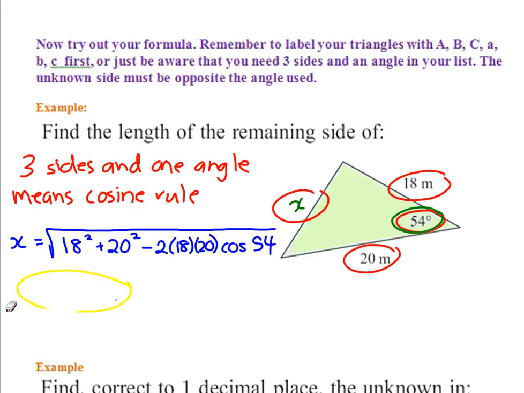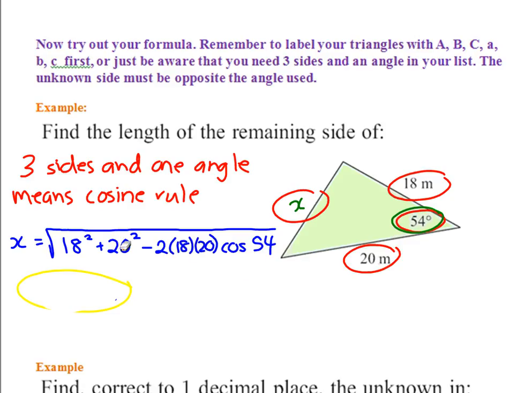So it's basically just the sum of the squares of the other two sides, minus 2 times those two sides, subbed in again, 18 and 20. Doesn't matter if you had 20 squared plus 18 squared, because you're adding, it doesn't matter about the order. Here it also doesn't matter about the order because you're multiplying them. Cos of 54, so cos of the angle. Of course, the angle has to go with the cos.